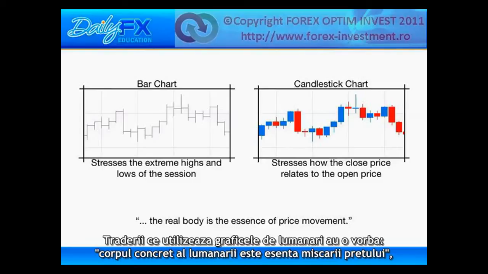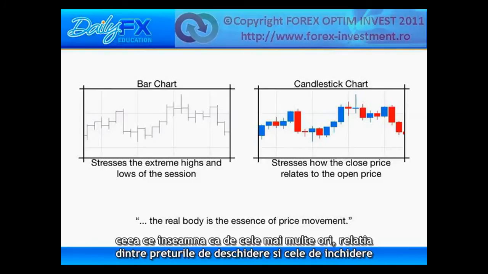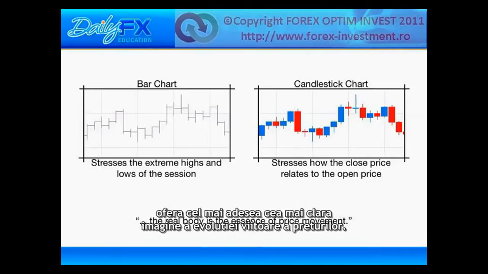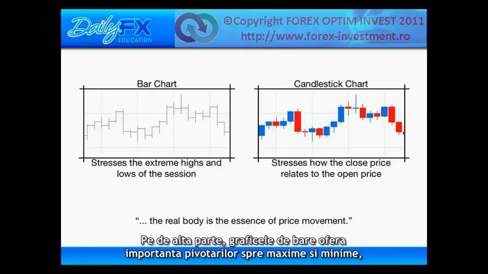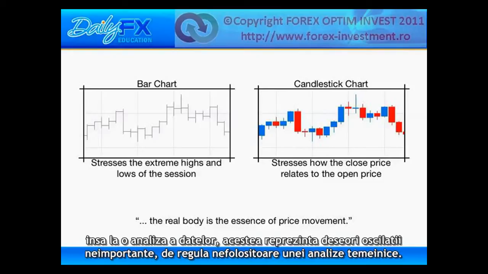Candlestick traders have a saying, "The real body is the essence of price movement," meaning the relationship of the open price to the close price, more often than not, provides the clearest picture to future price action. Bar charts, on the other hand, allow spikes to highs and lows to have prominence. When exploring their data, these highs and lows often represent market noise, often less significant to good analysis.